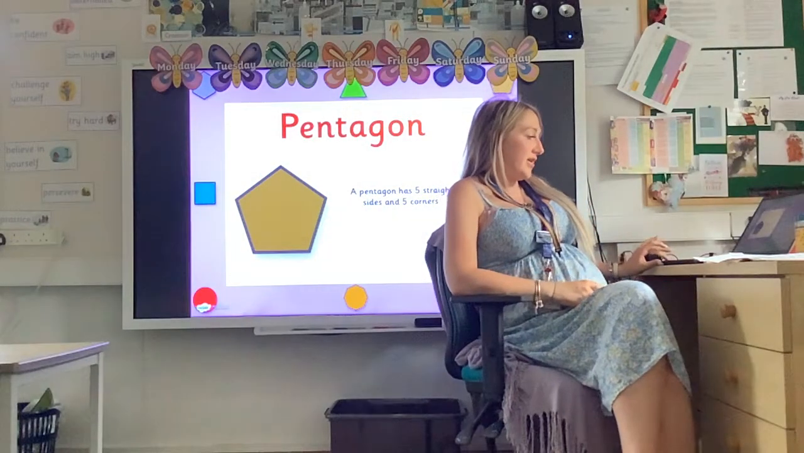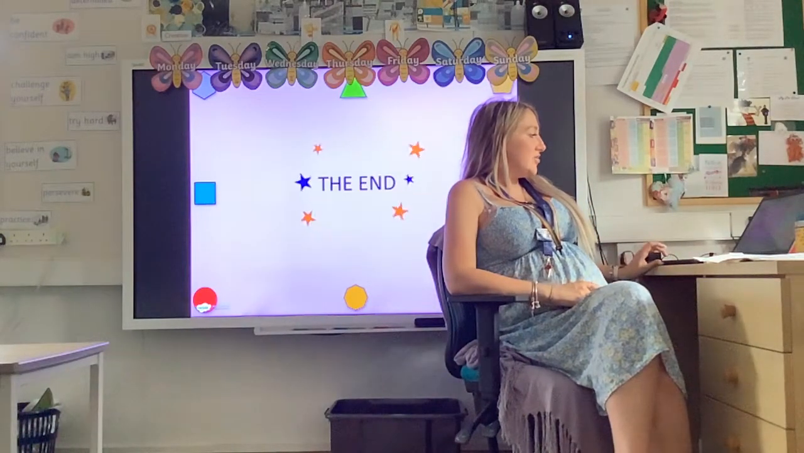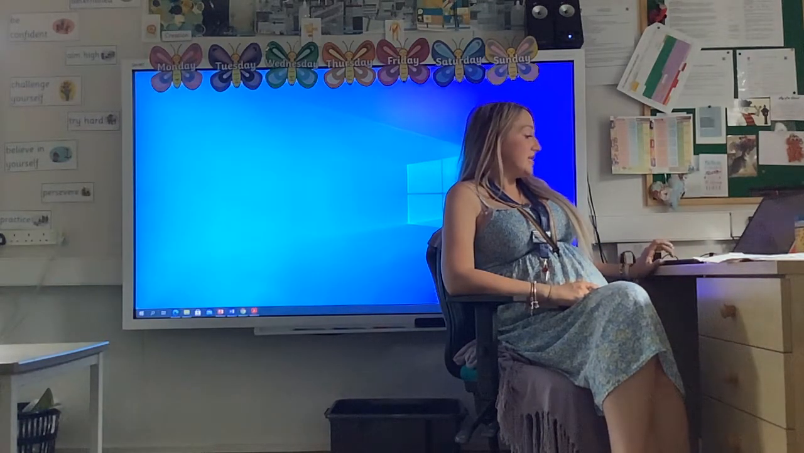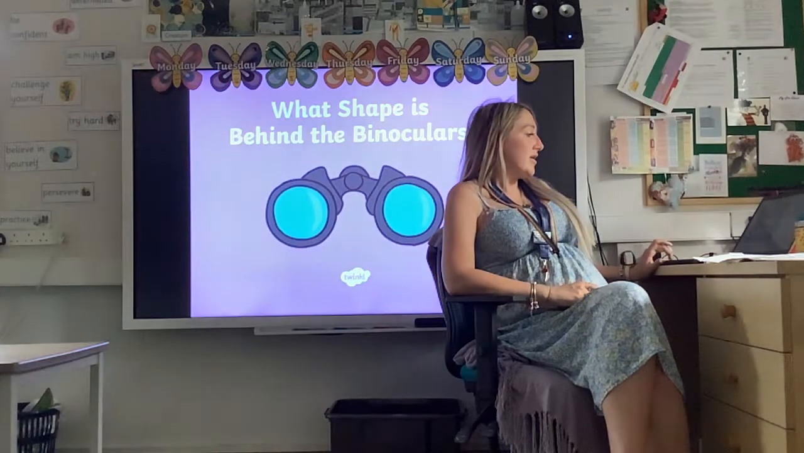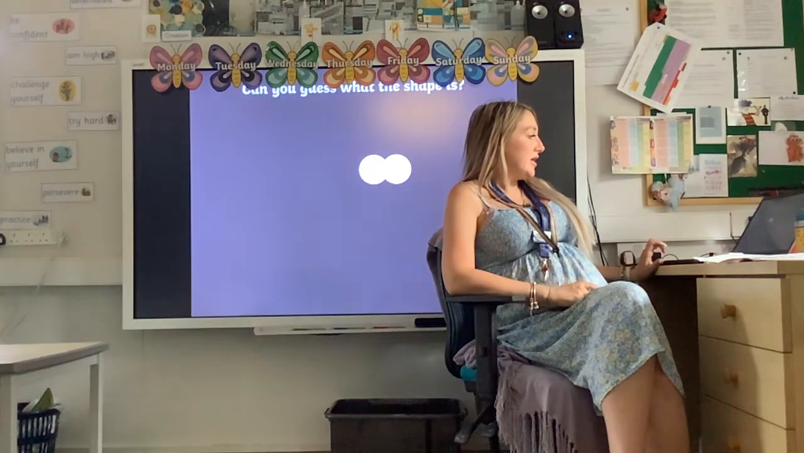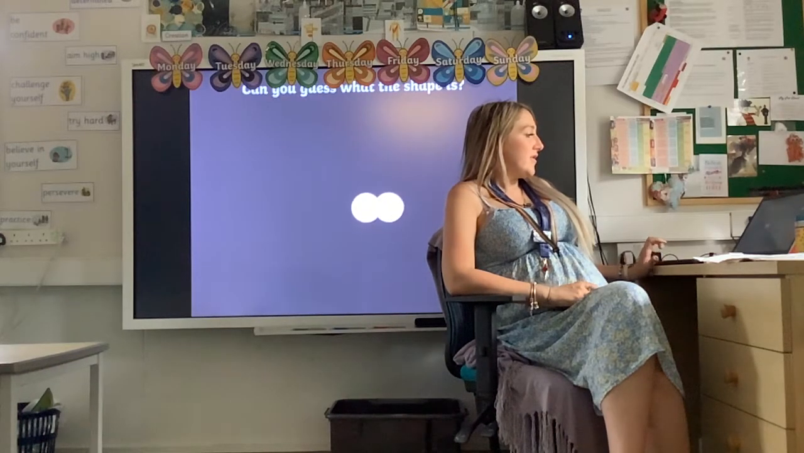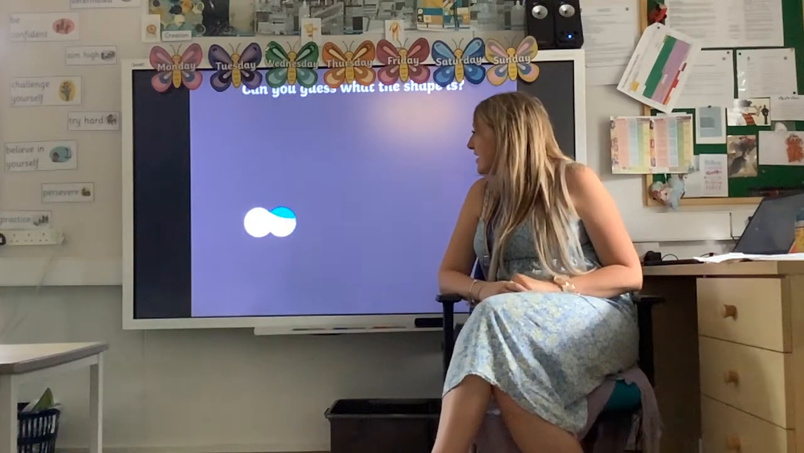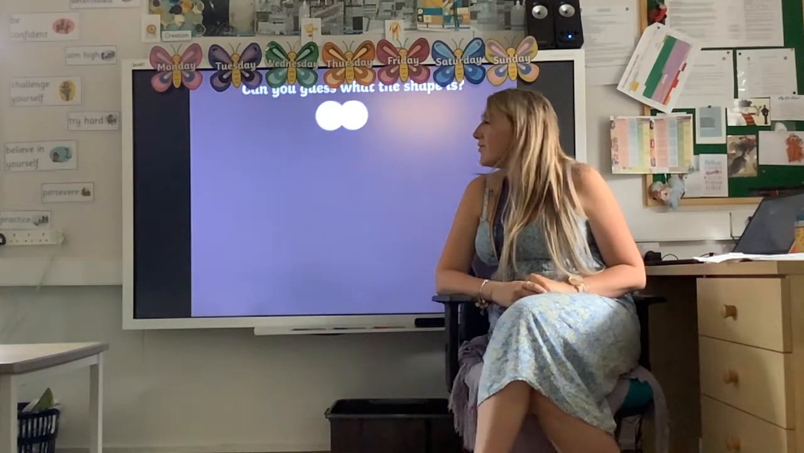Now we've done a lot of work on this over the last couple of weeks. Now, I hope that you paid attention because now I'm going to show you a quiz on shape and we're going to see if we can guess the shape. Are you ready? So can you have a look? What shape do you think is hidden? Tell a grown-up at home.